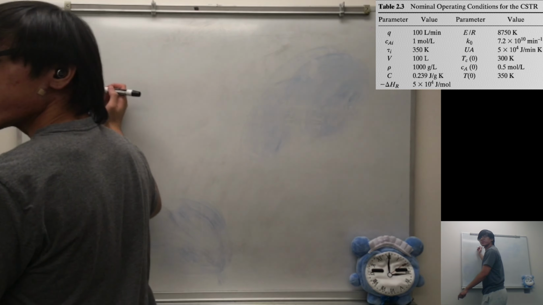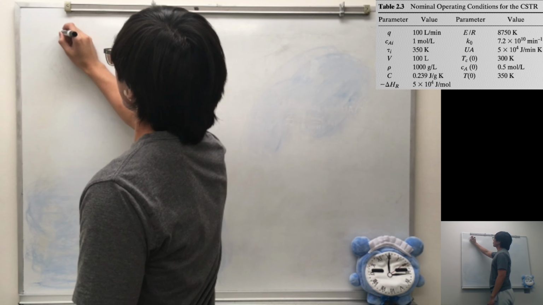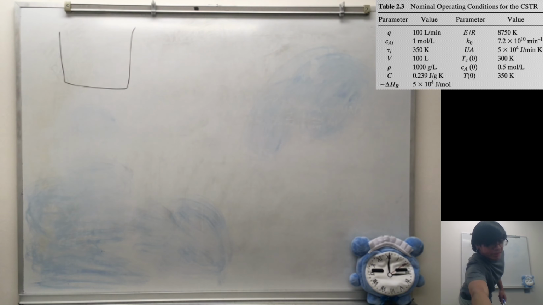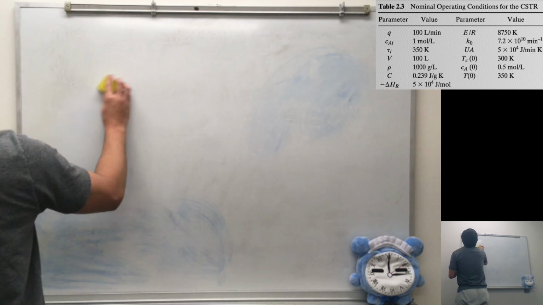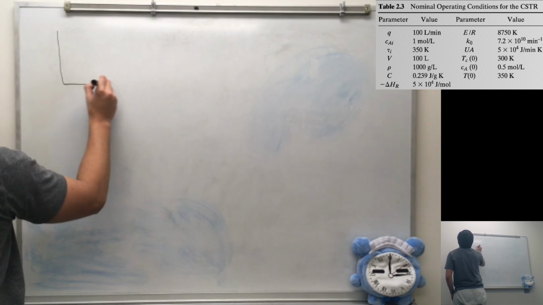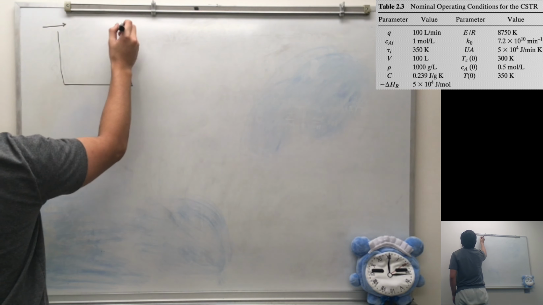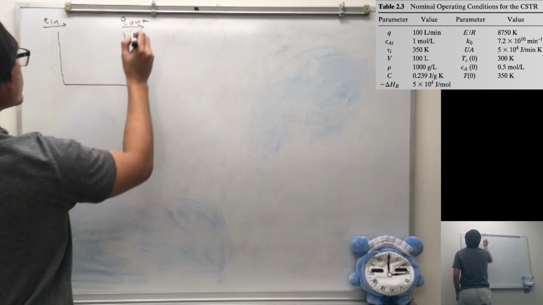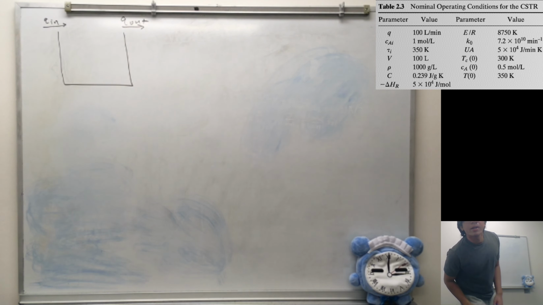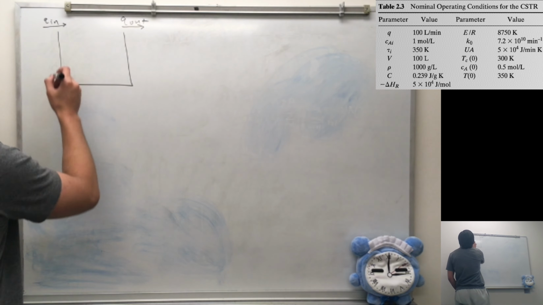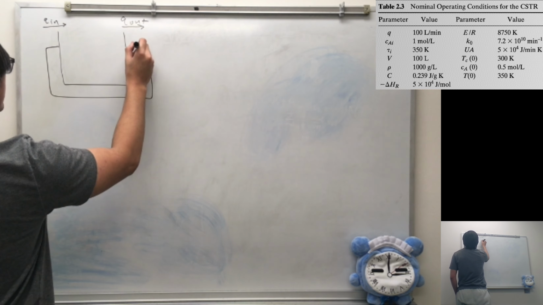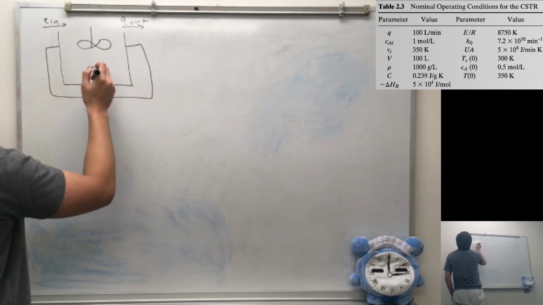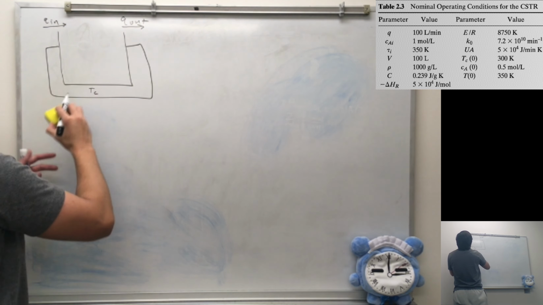So go ahead and draw our little reaction over here. Let's go here. So we have our reactor. We have a Q in and Q out. And this is covered by a cooling jacket with some temperature in the coolant. And we're saying this is well stirred.